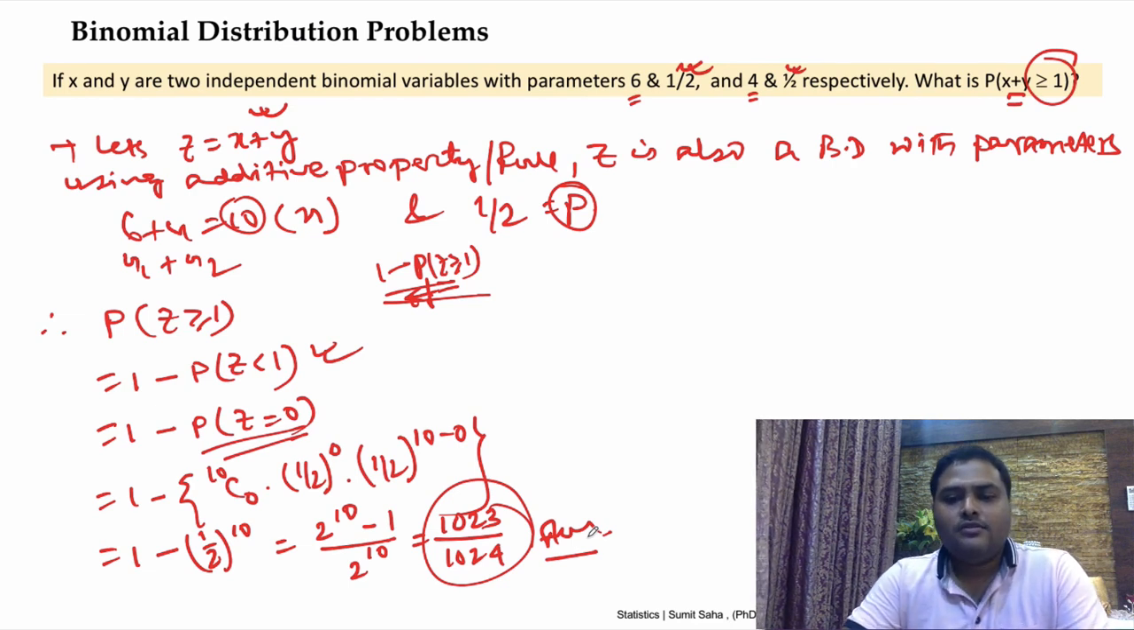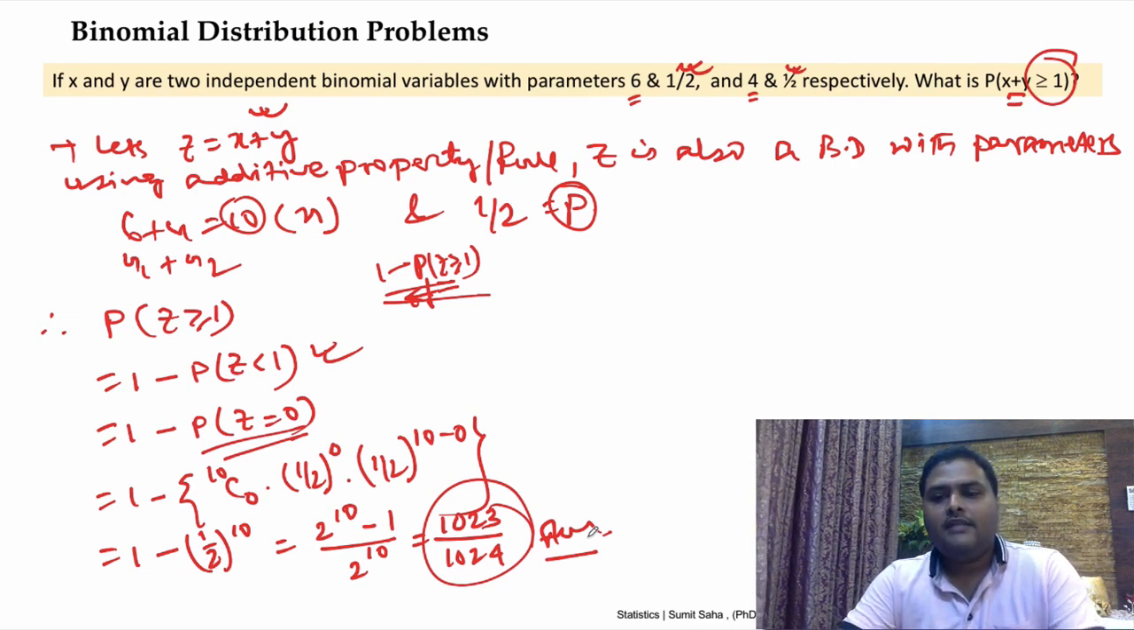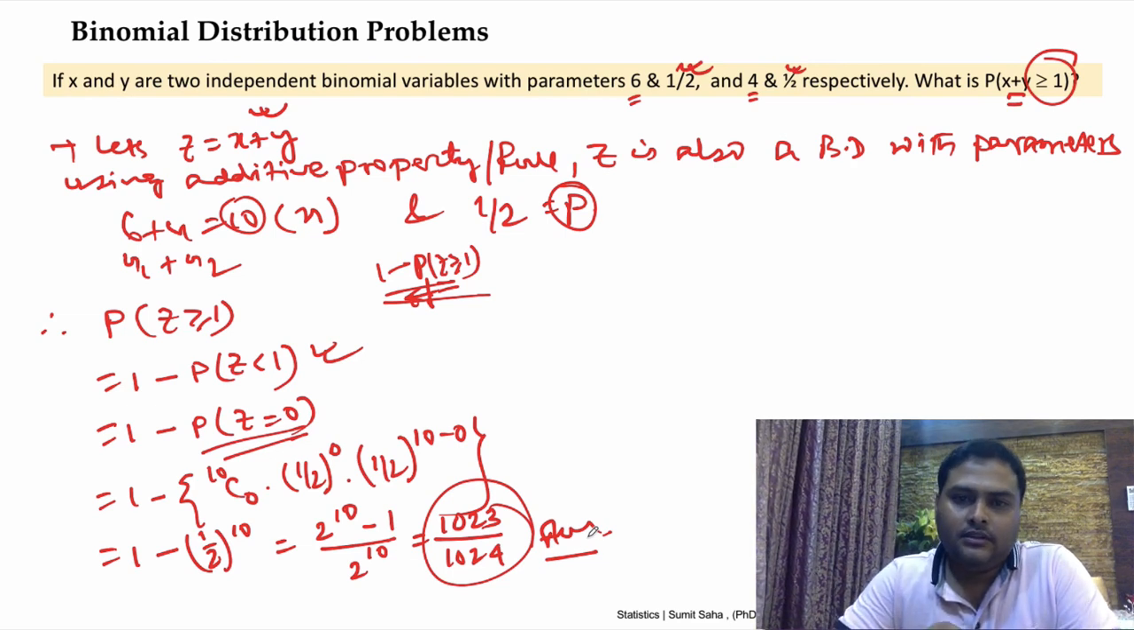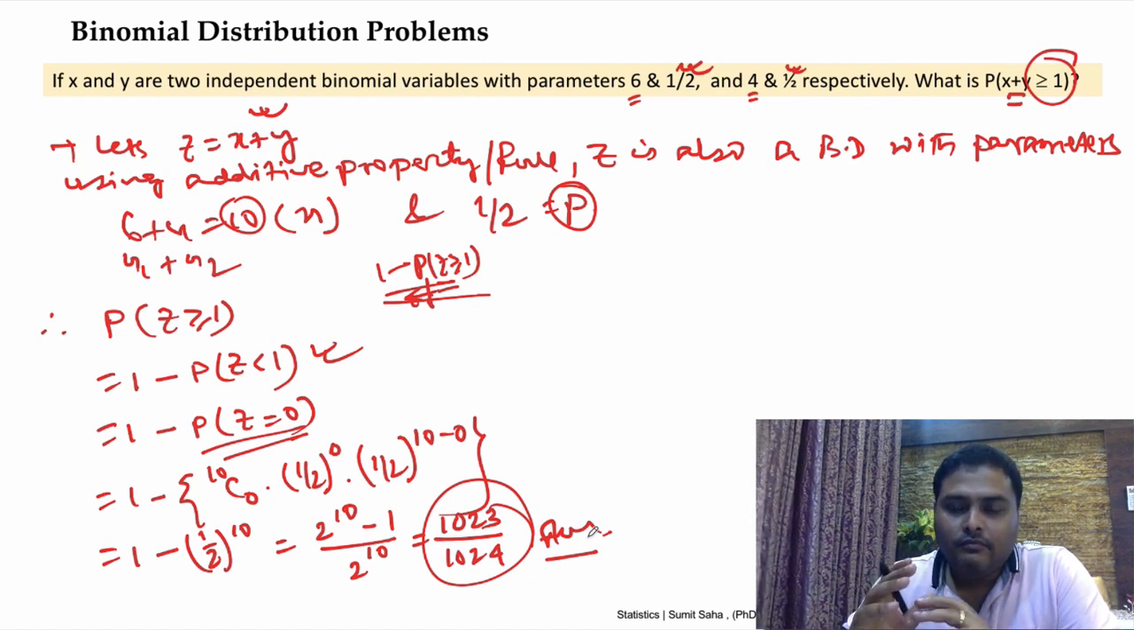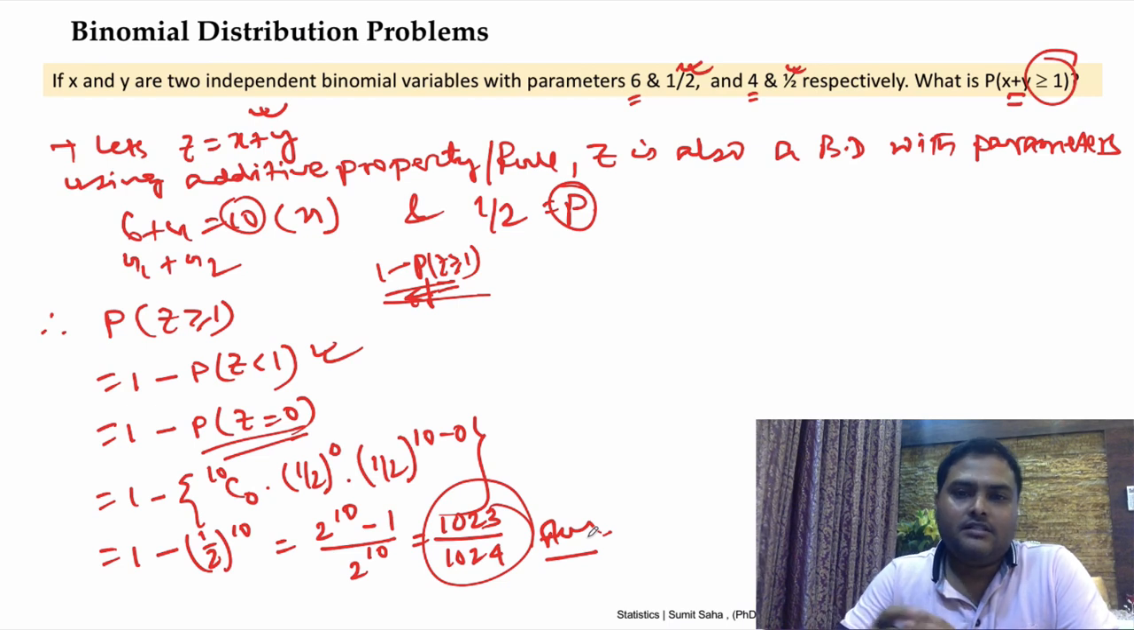Clear? Hope you have understood this problem, and in the next problem we'll try to solve a different type of concept. We'll try to find out the value of an expression of the binomial distribution.